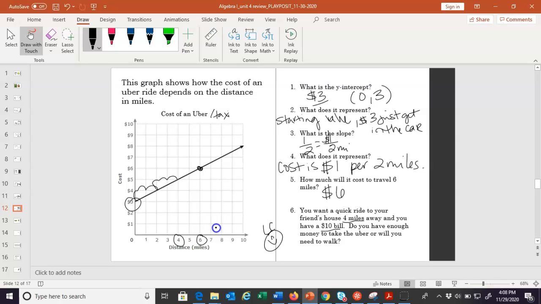Because it's a good thing to know, right? Especially if you're paying in cash and you don't have enough cash. You're not going to want to get in that car because then you'll be like, oh, I can't pay you. Never want that to happen. So 4 miles is going to be approximately $5. Of course, usually you guys, we tip these kind of drivers too. So you definitely have enough with that $10 bill to take the Uber with your learning coach's permission.